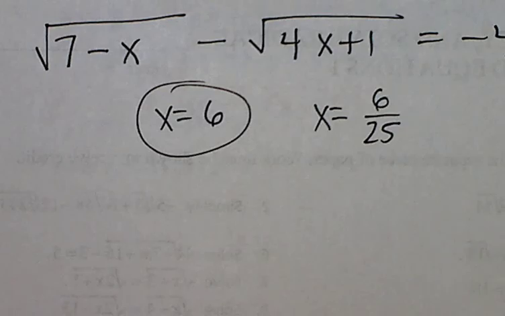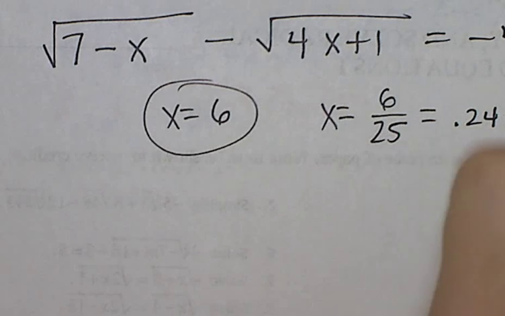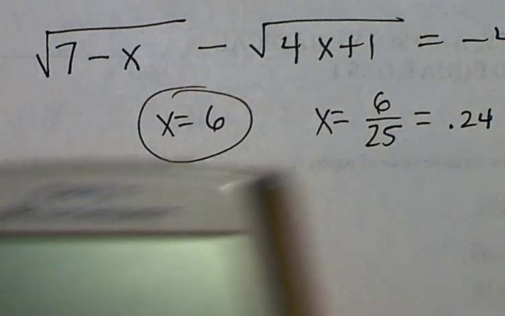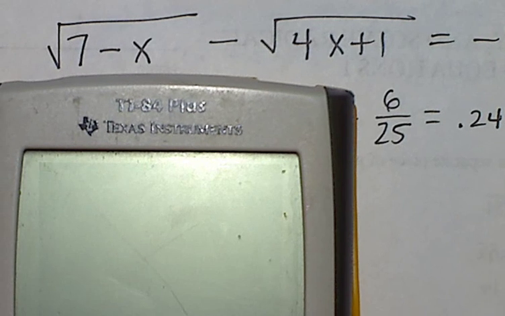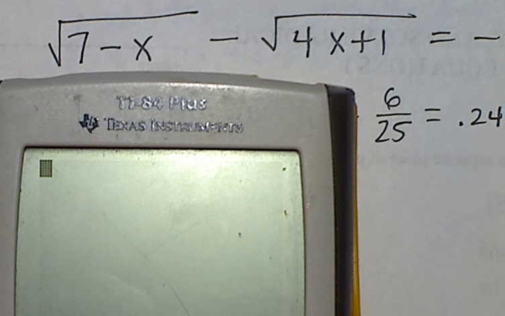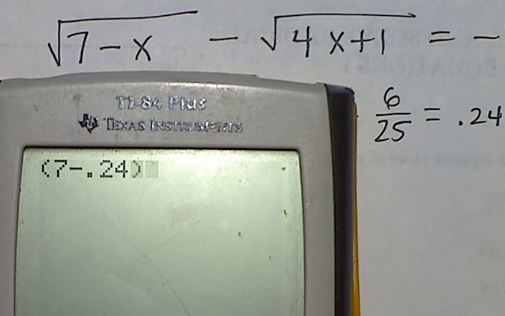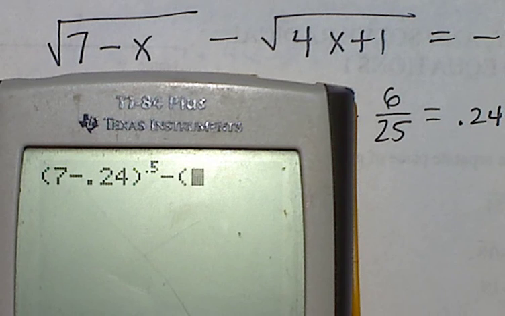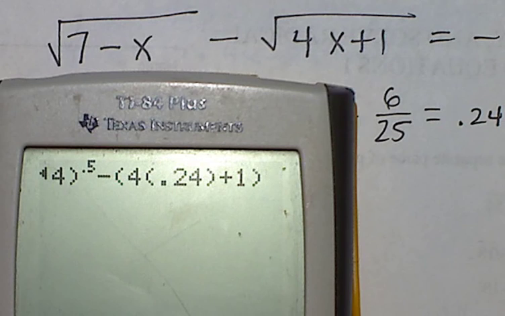The other answer I need to try is x equals 6 over 25. Take 6 over 25 really quick, and this is 0.24. It may be easier to plug in 0.24 than a fraction when we try this. Okay, so can you please make sure that both you and your partner are grabbing a calculator? Here we go. So I'm going to start calling out the names of students that are not doing this with me. We have parentheses, 7 subtract, and I'm going to put in the decimal to make my life easier, 0.24. Okay, and parentheses, raise it to the 0.5. Subtract 4 times 0.24. Plus 1, and parentheses, raise it to the 0.5.